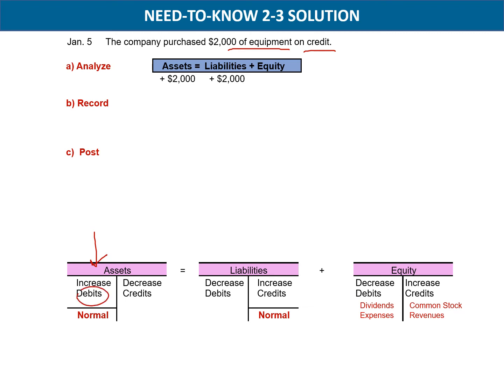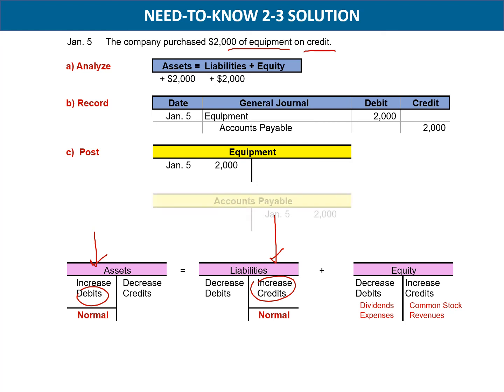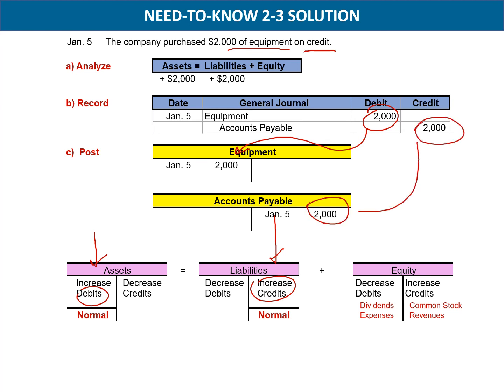So in order to increase the asset account equipment, we said to increase asset accounts, what do we do? We debit, right? And to increase liability accounts, what do we do? We credit, right? So we're going to record our transaction on January 5th. We're going to debit the equipment account for 2,000. We're going to credit the accounts payable account for 2,000. Then we post them to the general ledger. Debits get posted to the left side. Credits get posted to the right side.